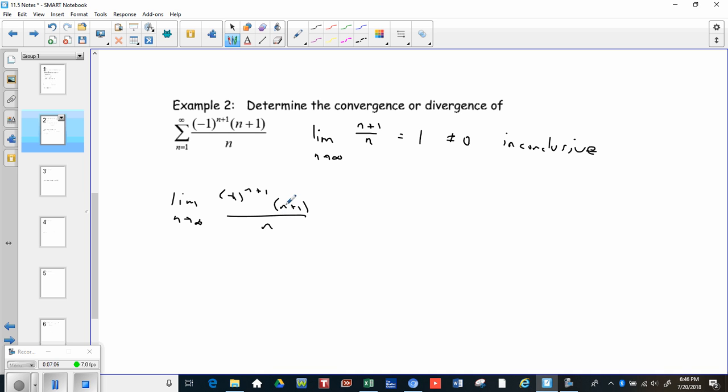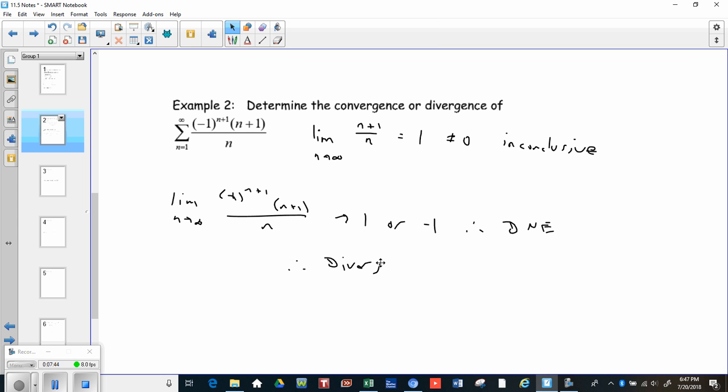So as this thing approaches infinity, as the numbers get larger and larger, this thing is still going to bounce back and forth between negative 1 and 1. This part here goes to 1, so this thing is going to go to 1 or negative 1 infinitely. It's going to bounce back and forth. Therefore, the limit here does not exist. And if we use the nth term test and the limit doesn't exist, that means it's divergent.